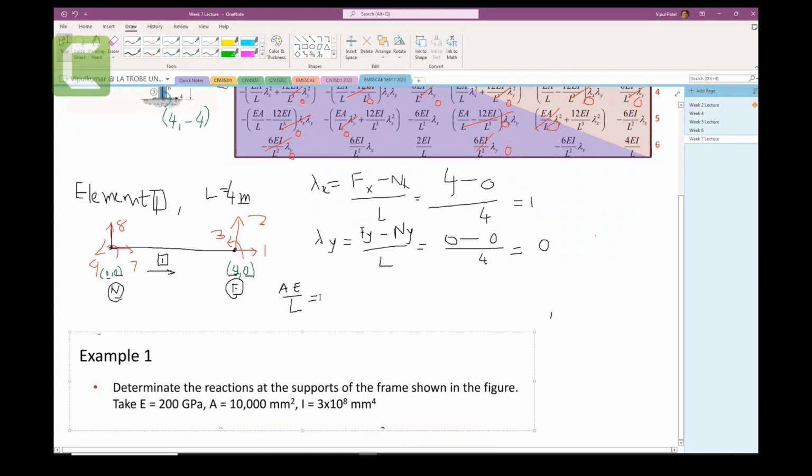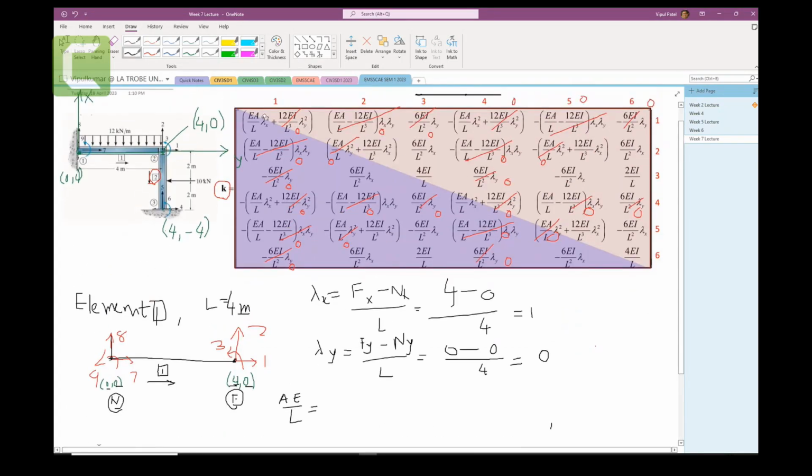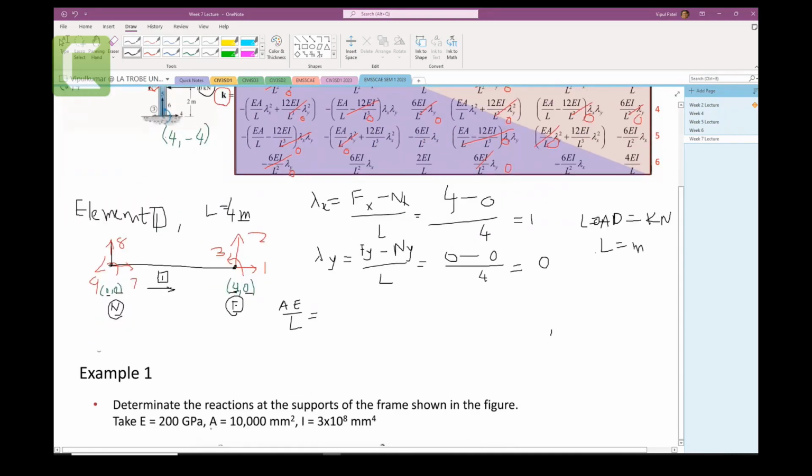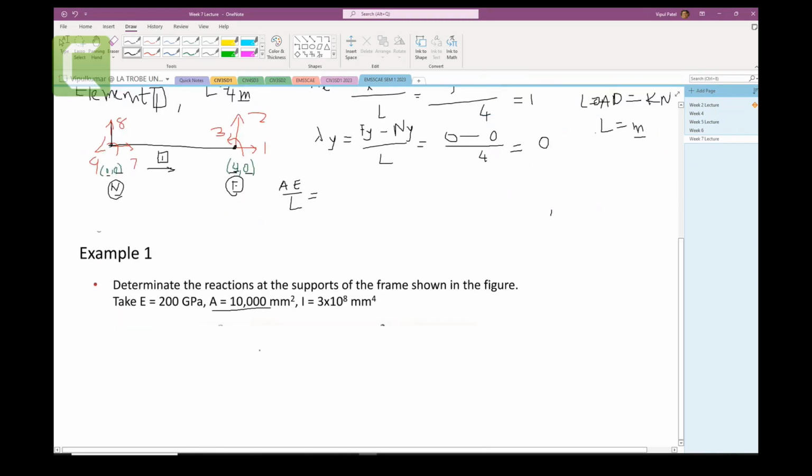Okay, so the area is given to us. We're going to look at the units. The load is in kilonewtons and length is in meters. Where is that? Oh, area is given as 10,000. So we need to convert that area into meters squared, because you can see length is in meters.